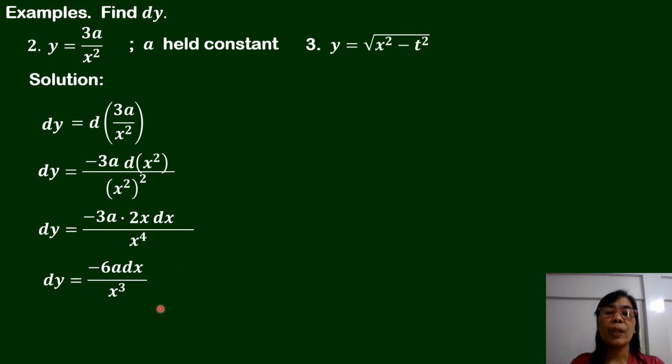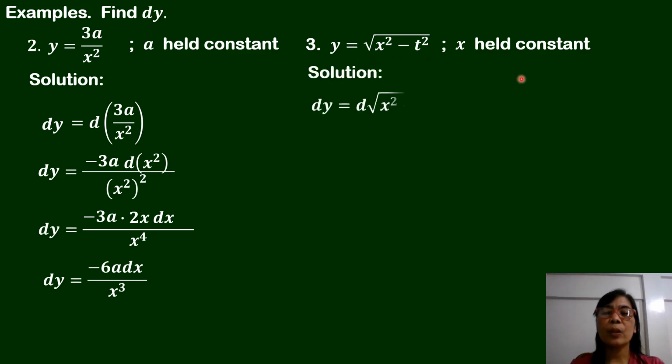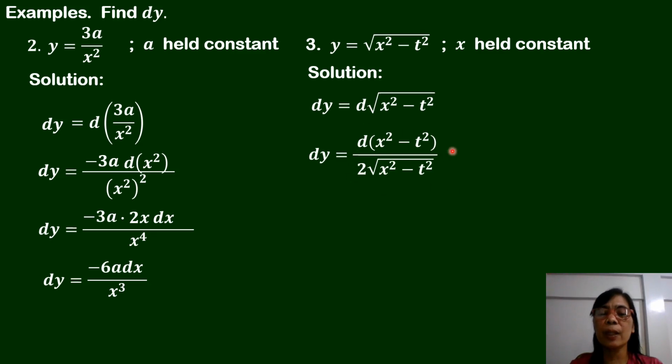In the next function, y is equal to square root of x squared minus t squared. X this time is held constant. So our variables will be y and t. So to find the differential of y, we find also the differential of the square root of x squared minus t squared. So we apply in here the differential of a radical. And that is equal to the differential of the radicand all over twice the radical.